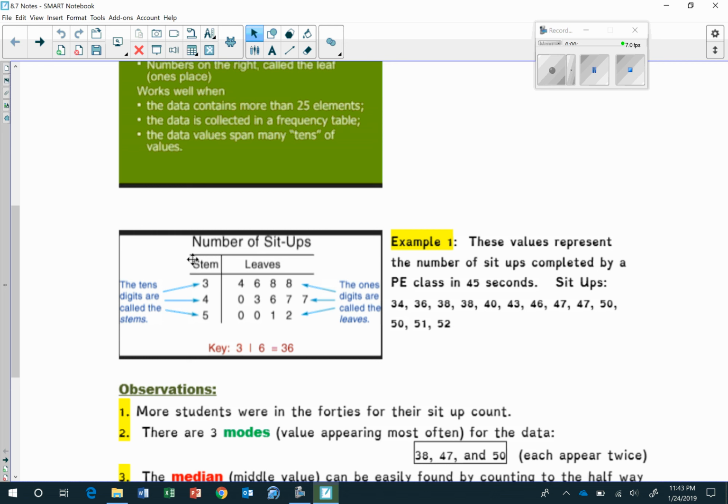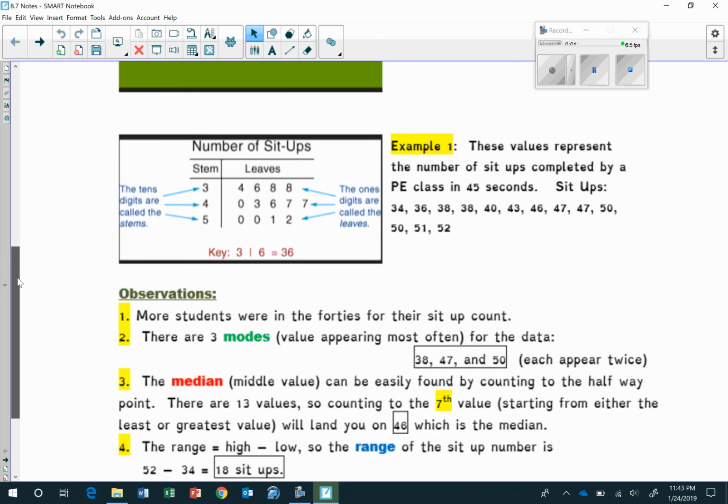Like if you look for the leaves to go with the stem of 5, we have 2 zeros because we have 2 50s. For the 4, we have 2 47s. For the 3, we have 2 38s. Also notice that there's a little key down here that says 3 line 6 equals 36. When you have a stem and leaf plot, you always need a key to explain what they represent.